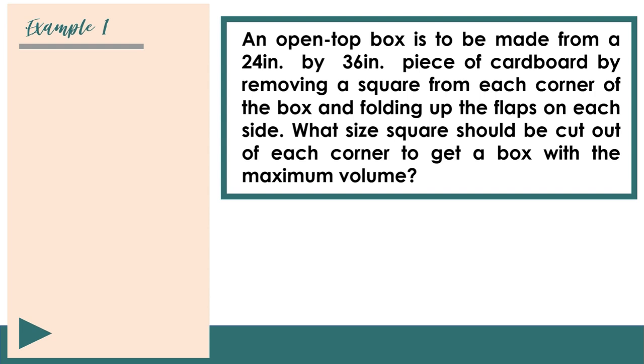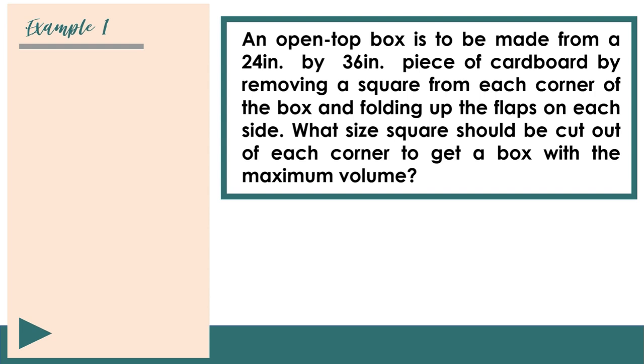Okay, so this is the problem that was said to be presented a while ago. We have an open top box to be made from a 24-inch by 36-inch piece of cardboard by removing a square from each corner of the box and folding up the flaps on each side. What size square should be cut out of each corner to get the box to the maximum volume? Probably we cannot yet visualize the problem.